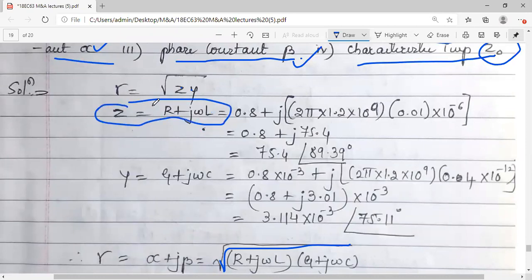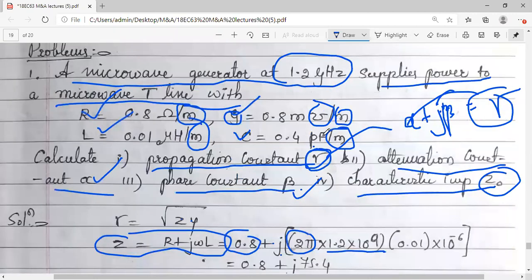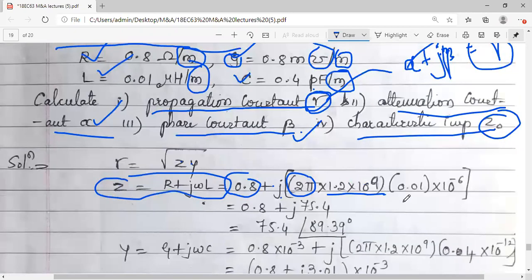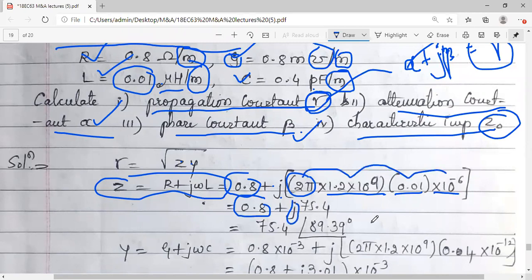So Z is R plus j omega L. R is given as 0.8 plus j, what is omega? 2 pi f. F is given to you as 1.2 giga. Giga is 10 to the power of 9. And L, what is L given? 0.01 microhenry. Micro, so 0.01 into 10 to the power of minus 6. So 0.8, the real term, I have written as it is, and this is j. Multiplying all these together, I have got 75.4.